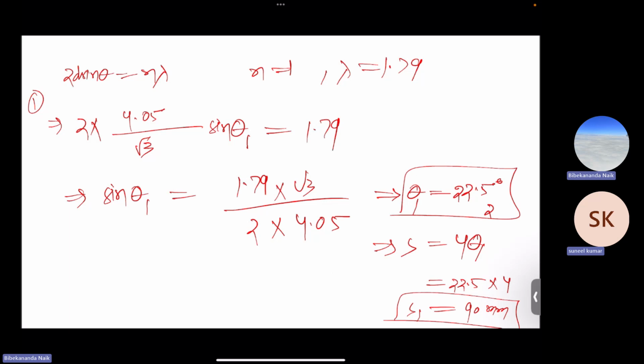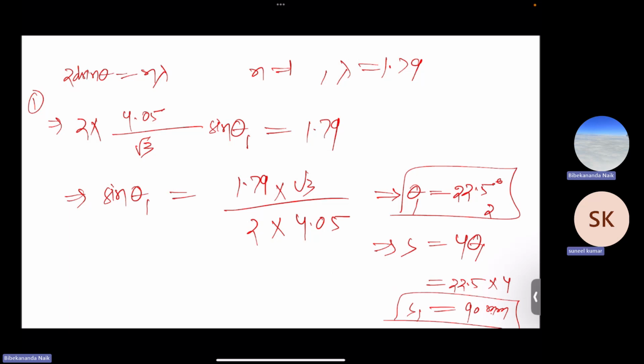S is 4 theta. So theta is 52.5. The S will be 4 into theta, that is 52.5 into 4, and it will be in mm, as here the conversion factor is already observed, since R is 57.3 mm. Is this clear to you?